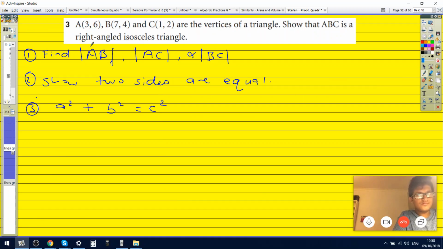For this one, we had to find the lengths of the three sides anyway to find the two that are equal. And so we might as well just do Pythagoras: square that one, add the two together, and you should get the same as if you squared the third one. And they're probably even square roots as well.